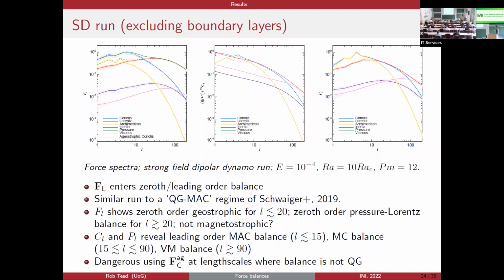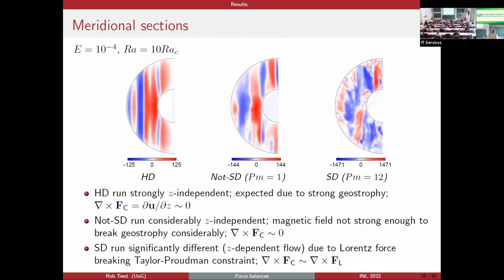So, to hurry up a little bit. We've looked at a lot of force balance plots there. I'm going to give you something that's actually the flow from the simulation. So these are plots of radial velocity for the three runs we've seen so far. This is the hydro, the not strong field, and the strong field. In particular, the HD run is strongly Z independent. This is expected because it's geostrophic, and in particular, when you take the curl, you end up with du/dz approximately 0. So it's very vertically aligned, as you'd expect.